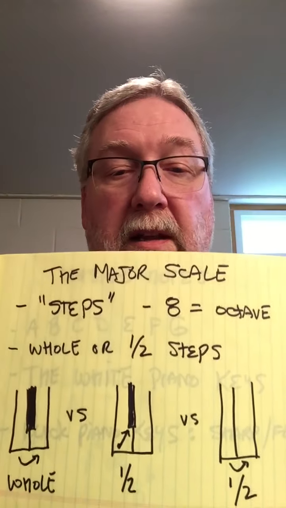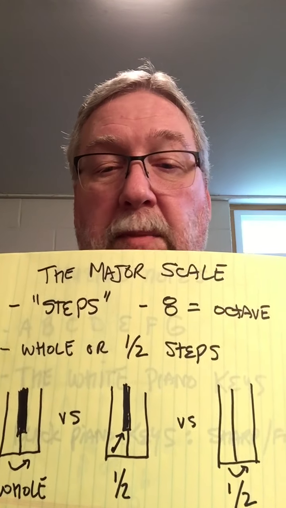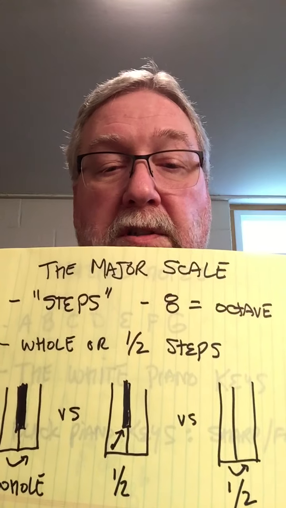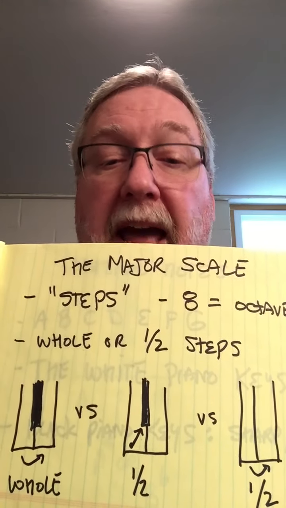So we're first going to talk about something that I call the major scale. And I've got some examples here that come from the piano keyboard. So hopefully you're a little bit familiar with the piano keyboard. So a major scale, as I said, is going to be composed of those 8 tones. And the differences between those tones I'm going to call steps.